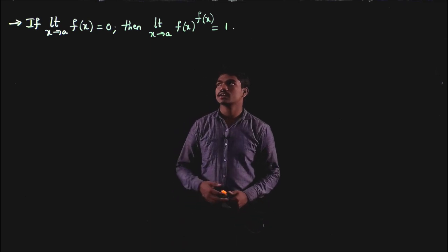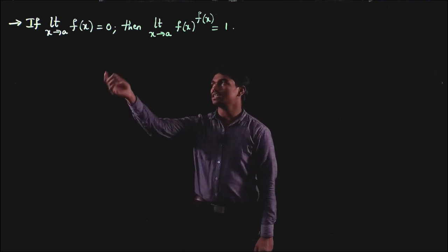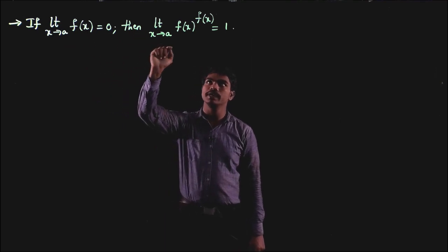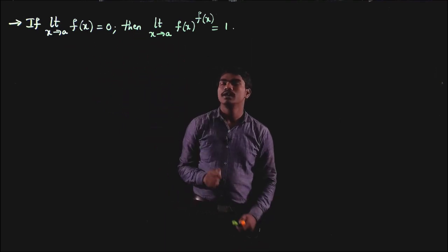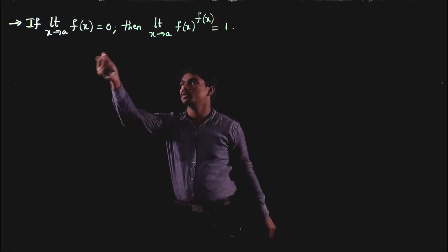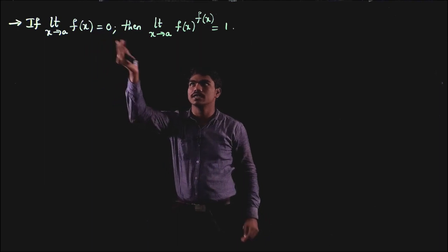So in basic calculus, we have a standard result in limits that if limit x tends to a f of x is equal to 0, then limit x tends to a f of x power f of x is 1. So by the time I write this, limit x tends to a f of x power f of x is 1, and I am giving you this limit x tends to a f of x is equal to 0.